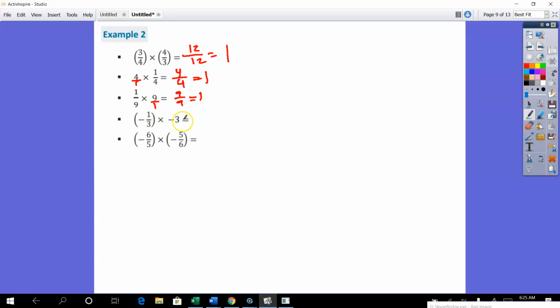Negative times a negative is a positive. So 1 times 3 is 3. 3 times 1 is 3 equals 1. Negative times a negative is a positive. 6 times 5 is 30. And 5 times 6 is 30. So it is equal to 1. Okay.